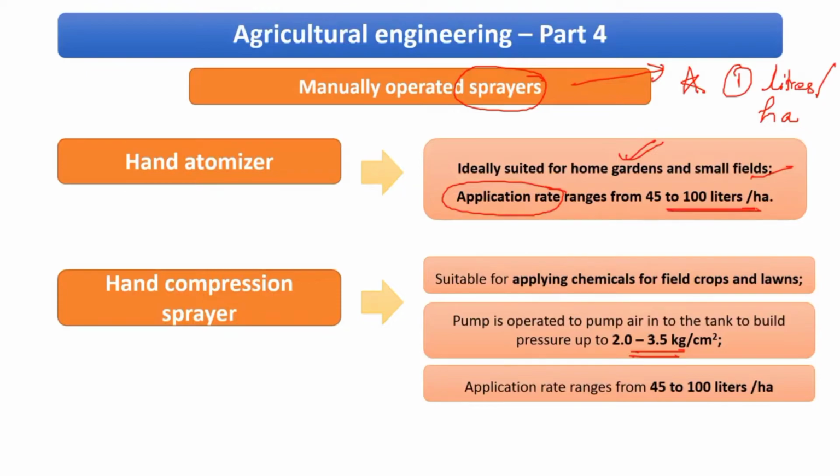Then you come to hand compression sprayer, and this is basically used for applying chemicals for field crops and lawns. Again important. The pressure is given here and the application range is also given. So you can see that important data points have been mentioned in this particular section.